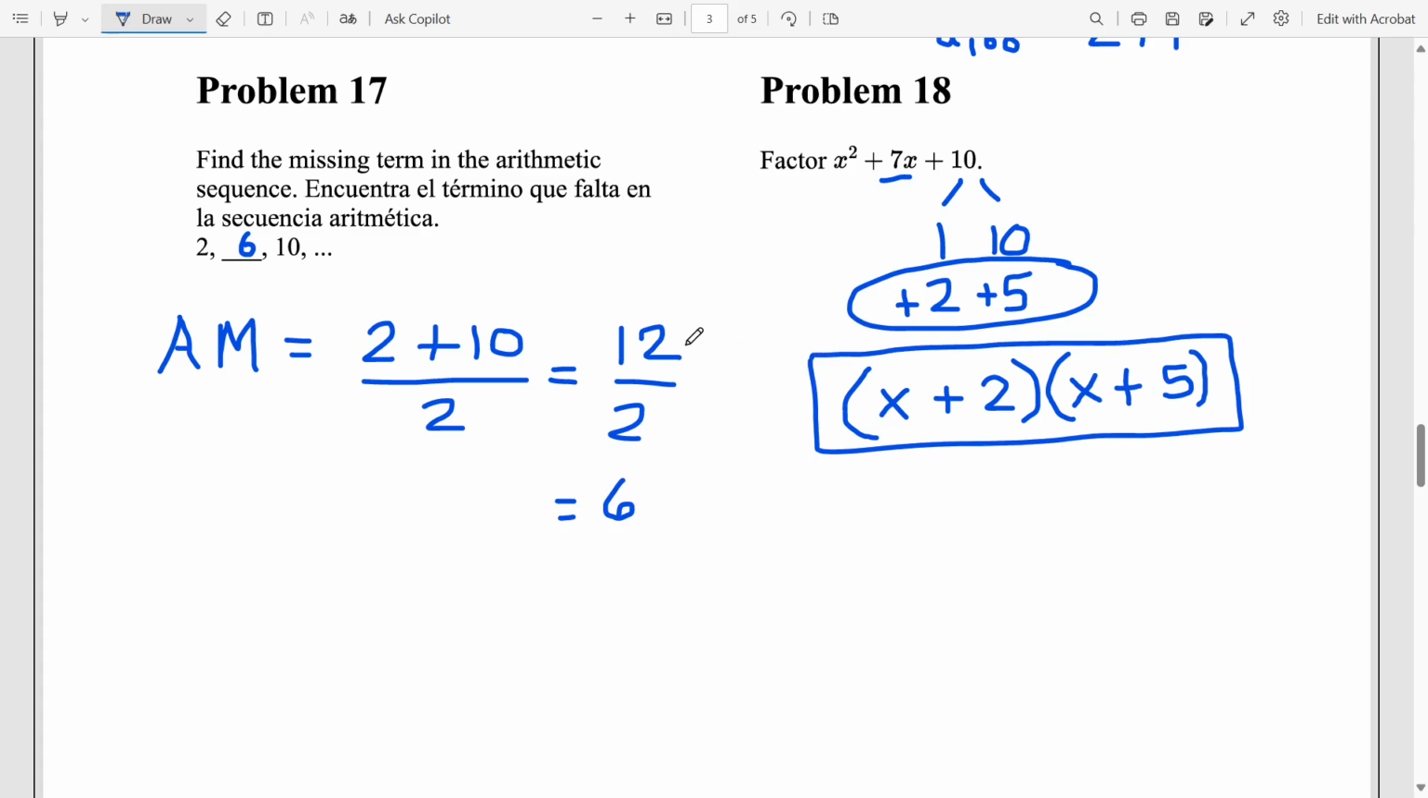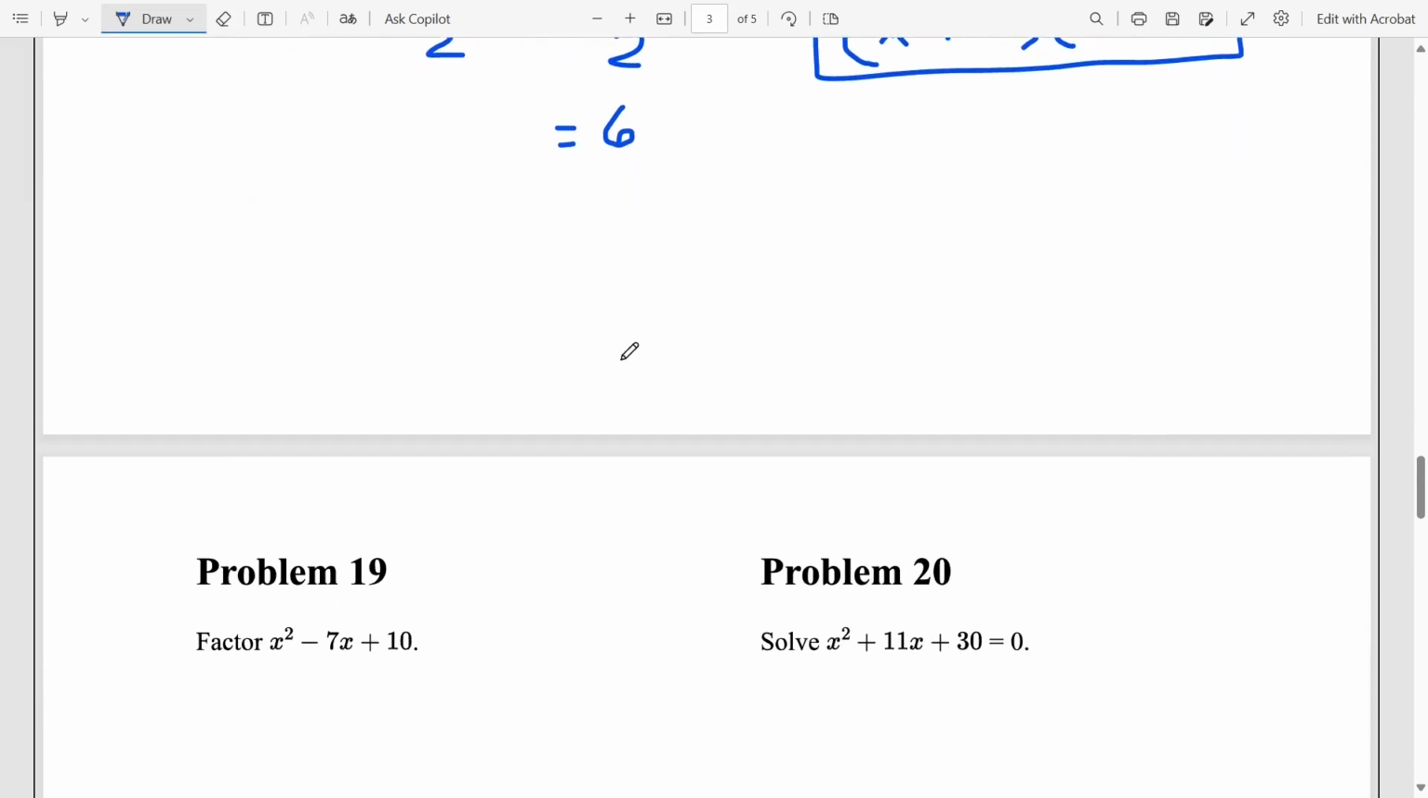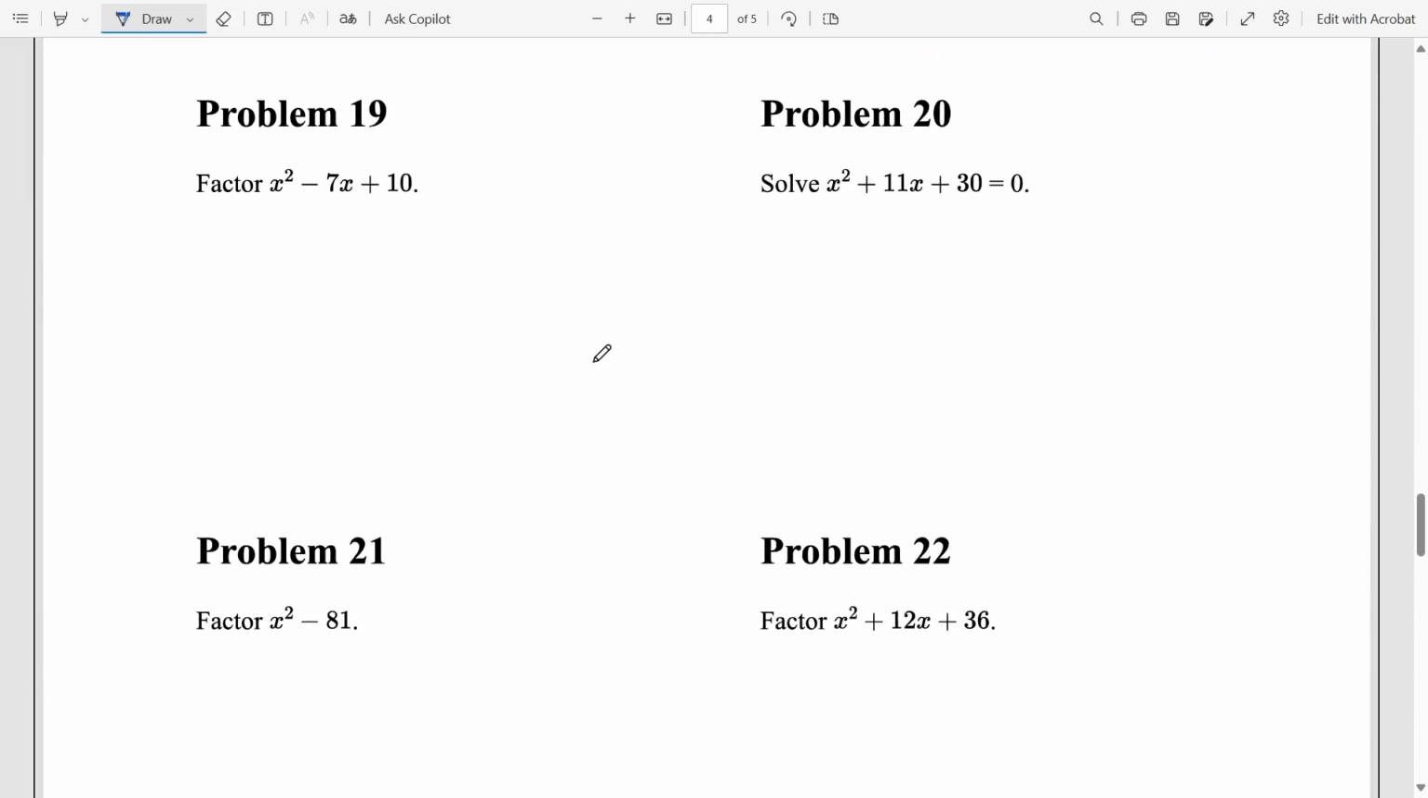Okay. All right, let's go and look at the next problem. So problem 19, this time we're factoring, again, x squared minus 7x plus 10. The last one was plus 7x. We still have our number in front of x squared as equal to 1. I'm going to list the factors of 10 this time, but this time I'm going to stick to negative factors because we're trying to add to a negative 7.